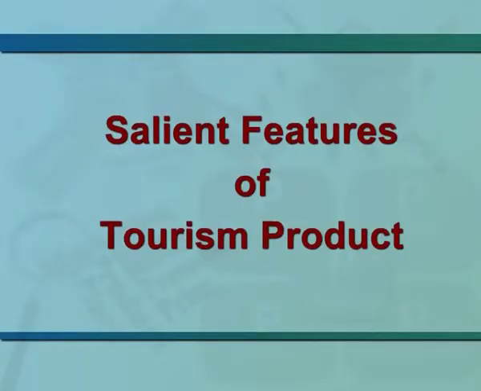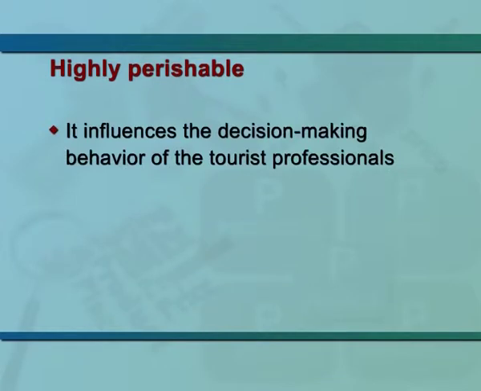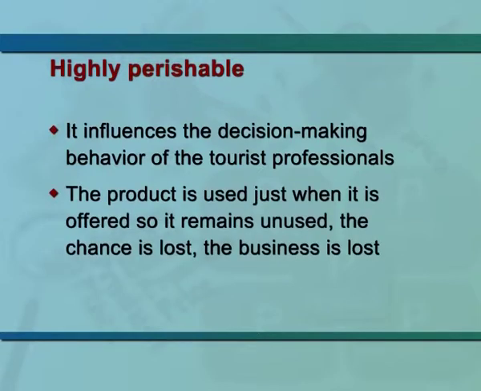Let's now learn salient features of tourism products. For making the marketing decisions effective, it is pertinent that the tourist professionals are well aware of the salient features of the tourism products. This would help them in many ways. Let's start. First one: tourism product is highly perishable. Perishability is an important factor that influences the decision-making behavior of the tourist professionals. The product is used just when it is offered, and therefore, if it remains unused, the chance is lost. That is, the business is lost.